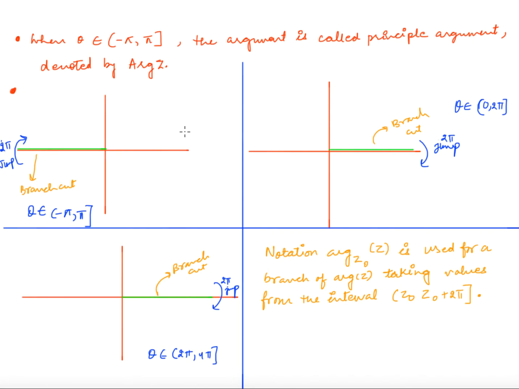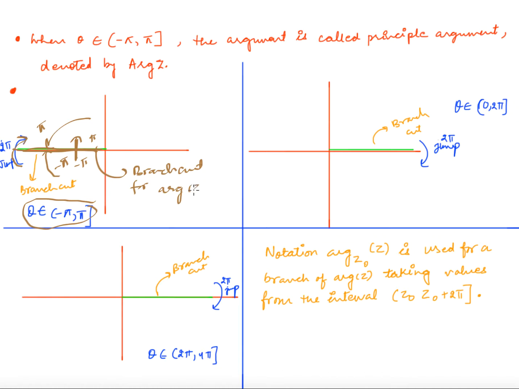So basically we have seen that when we fix this angle between minus pi to pi, then we have a jump of 2 pi when we move from this axis from minus pi to pi. So here when I am computing the angles, I am getting pi. This side I am getting minus pi. So my function is discontinuous at this line and this line is called the branch cut.